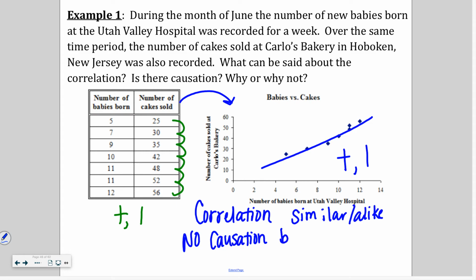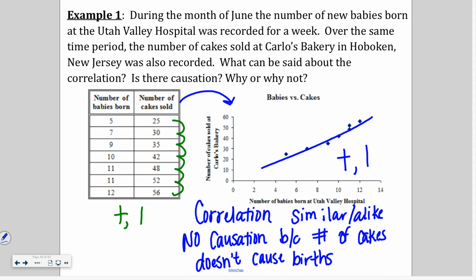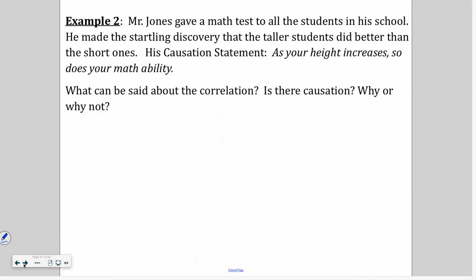Because the number of cakes doesn't cause births, or vice versa. The number of births doesn't cause cakes to be bought. And especially when you're looking at two different places. So, you're in Utah and then you're in New Jersey. So, all right, example 2.